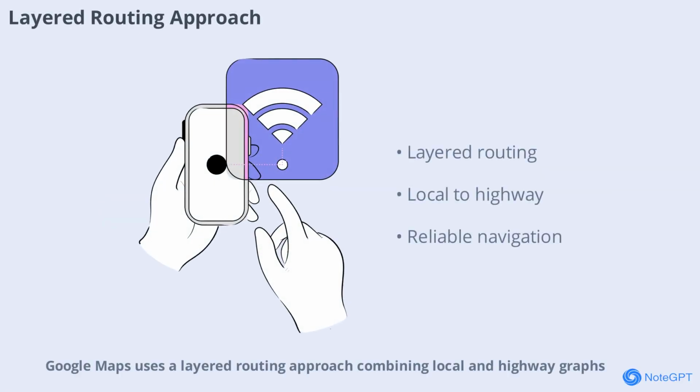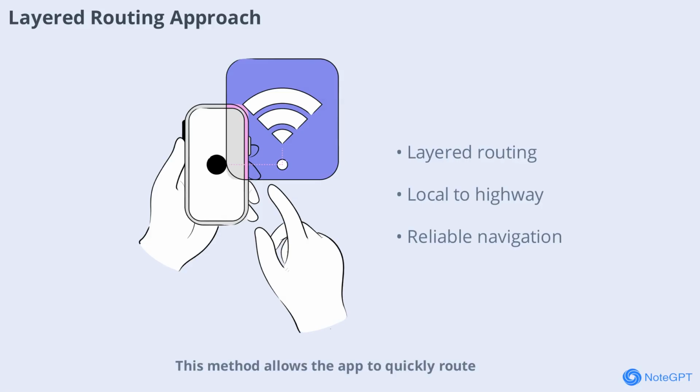Google Maps uses a layered routing approach, combining local and highway graphs. This method allows the app to quickly route users from their starting point to a major road, then across the highway network, and finally down to the destination's local streets. The result is fast, reliable navigation for both short and long journeys.